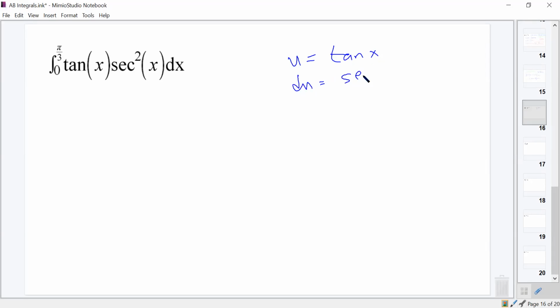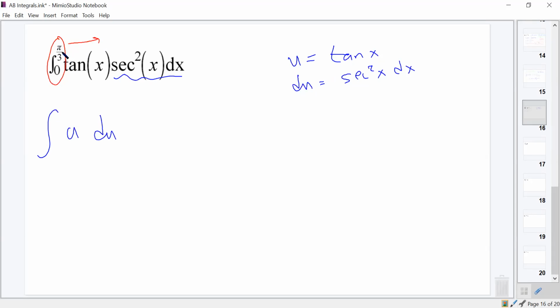Secant squared x dx, and we've got that sitting right there already. This just becomes an integral of tangent x, or u, secant squared x dx, or du. Now, we have a small issue though, because this is a definite integral, and we've converted variables.